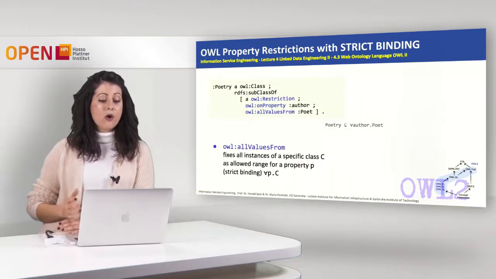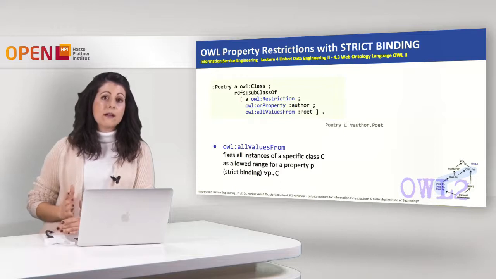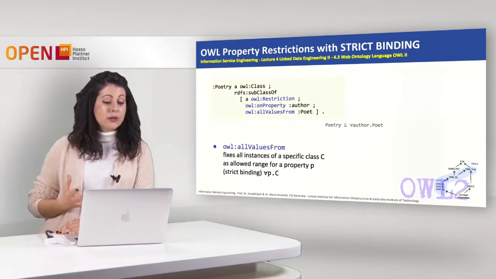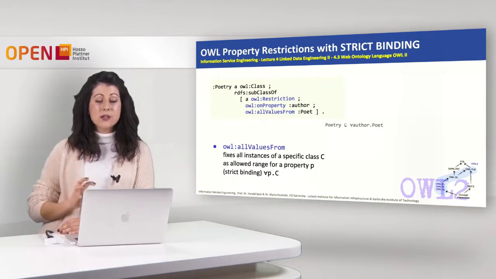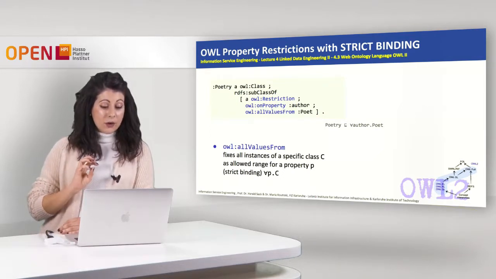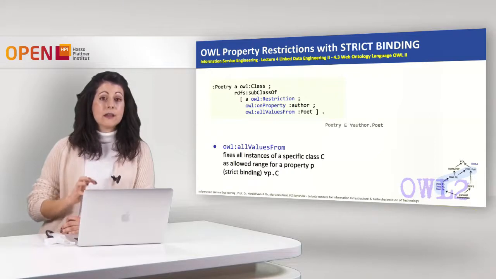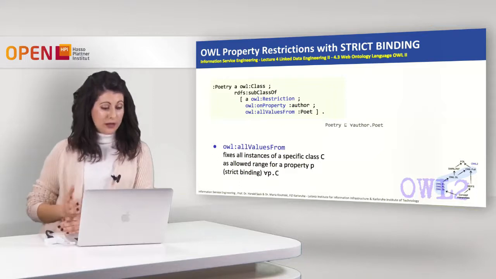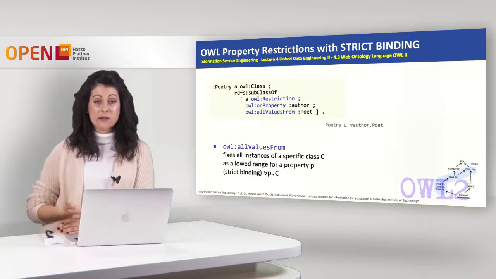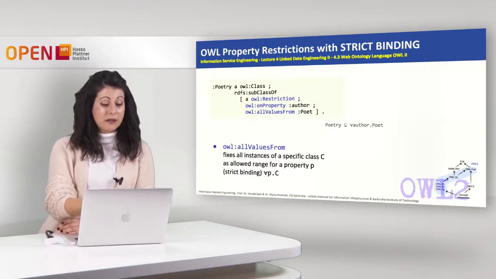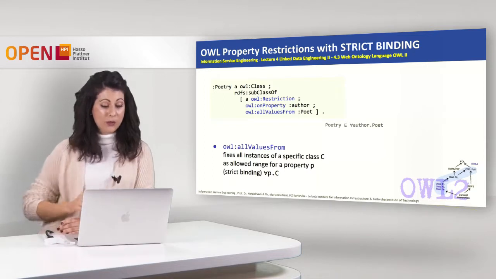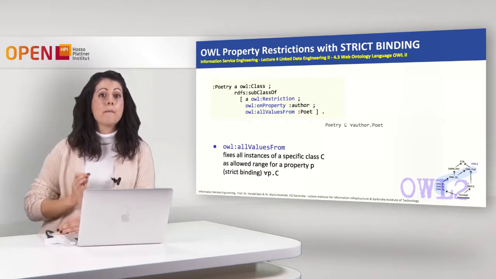And we move to owl:allValuesFrom, which is also a restriction with a strict binding. So we want to create a class Poetry, and in order to create this class, the restriction we want to have here is that the authors are all poets. So to do that, we start by defining the class Poetry, and we say this is a subclass of. We define that it is of type Restriction on a certain property. This property is the author, and allValuesFrom Poet.